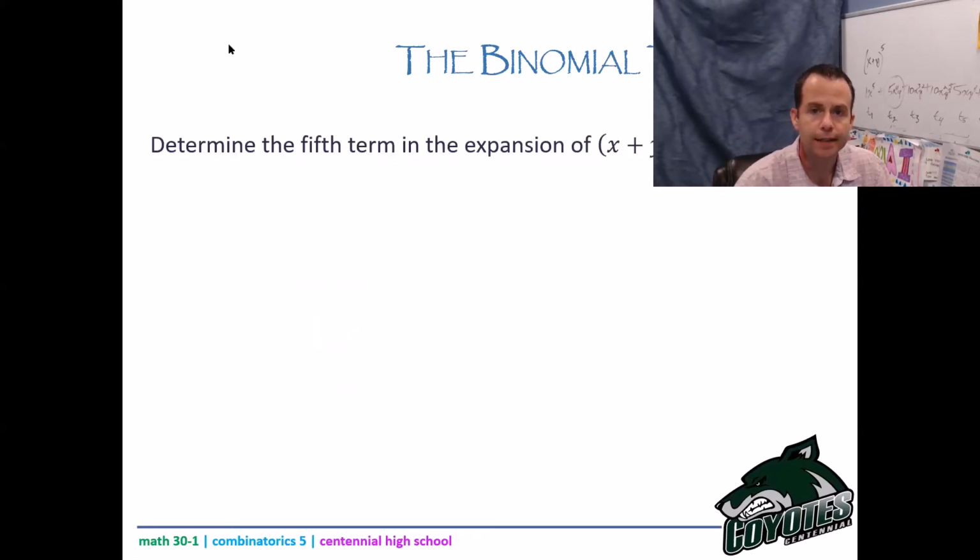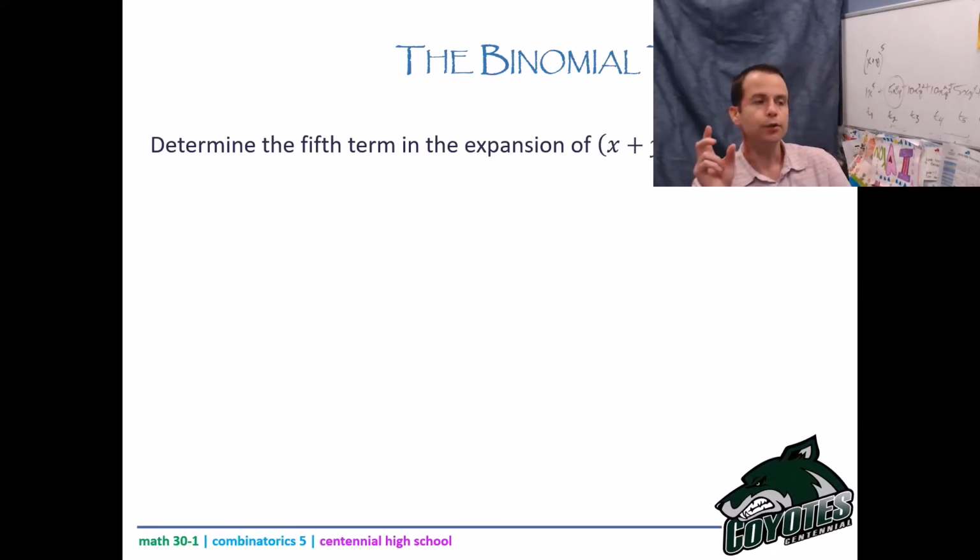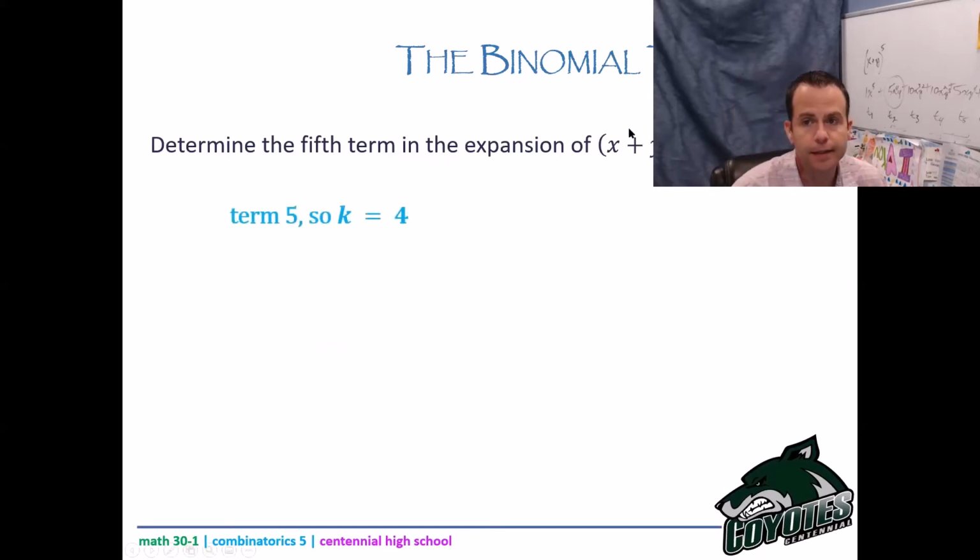Okay, the next guy. Determine the fifth term in the expansion of (x + y) to the 8. So my n is 8. My k value, if I want the fifth term, remember it says t to the k plus 1. So if I want that to say t5, that means k has to be 4. So my n is 8, my k is 4, my x is x, and my y is y.